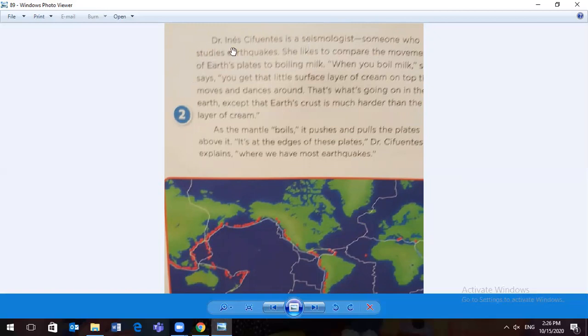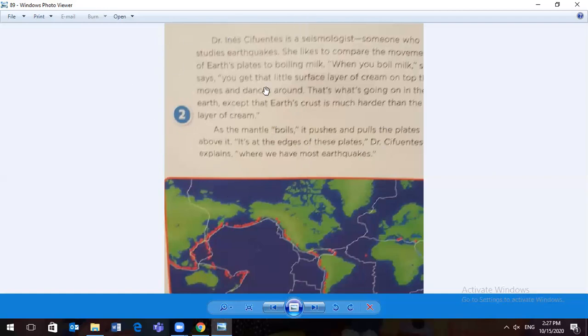All right, let's begin by reading. Dr. Inez Cifuentes is a seismologist, someone who studies earthquakes. She likes to compare the movement of Earth's plates to boiling milk. "When you boil milk," she says, "you get that little surface layer of cream on top that moves and dances around. That's what's going on in the Earth, except the Earth's crust is much harder than the layer of cream. As the mantle boils, it pushes and pulls the plates above it. It's at the edges of these plates," Dr. Cifuentes explains, "where we have most earthquakes."